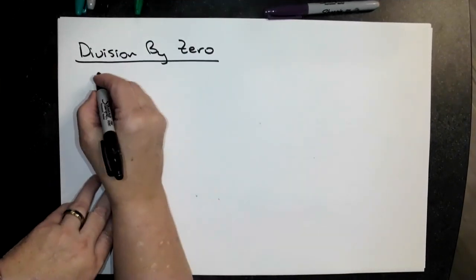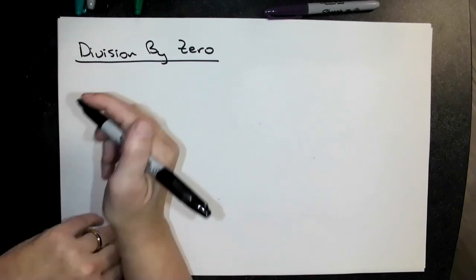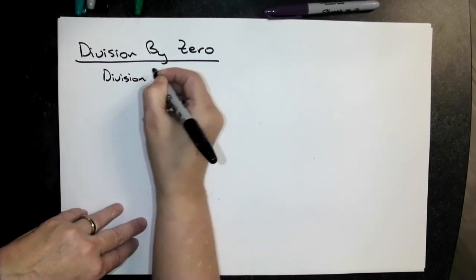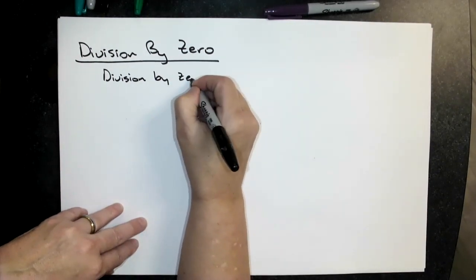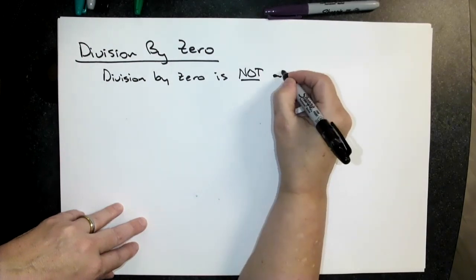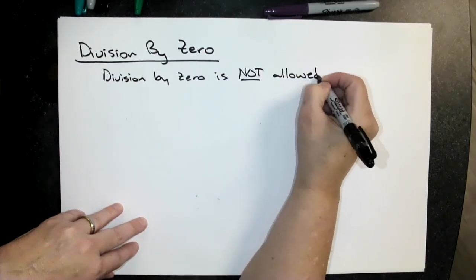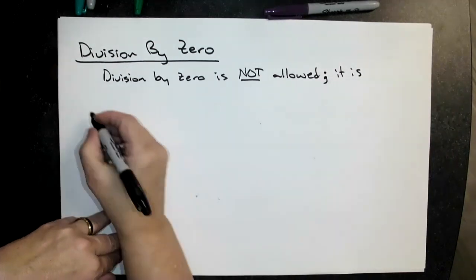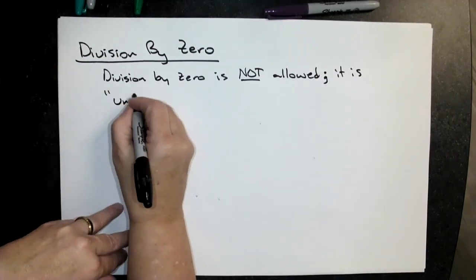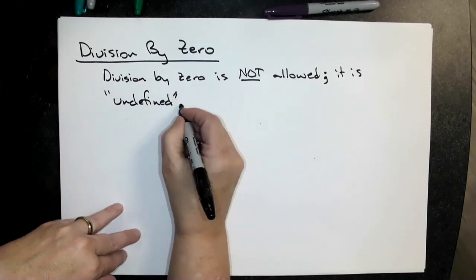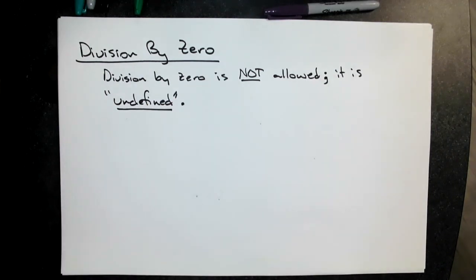All right, let's go ahead and write this out in words. Let's say division by 0 is not allowed. It is undefined. Now that's kind of like a vocab word. Division by 0 is not defined.